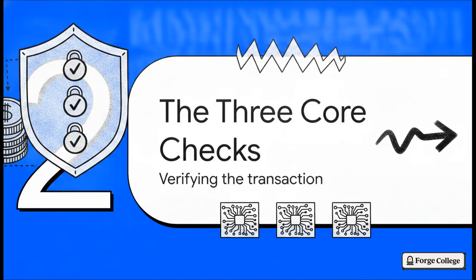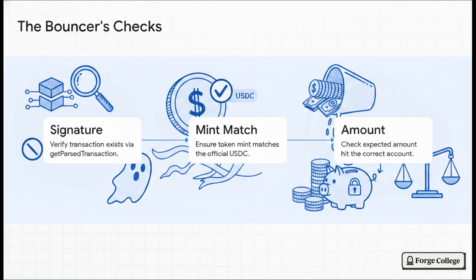All right, moving on to section 2, the 3 core checks. So what exactly is on this bouncer's clipboard? There are 3 main steps. Step 1 is signature resolution. Your Express API route actually has to verify that the transaction exists. You do this by querying the blockchain RPC using the getParsed method. Honestly, if it returns null, the transaction is a ghost. It's not real. Step 2 is the mint match, where you check the token itself.